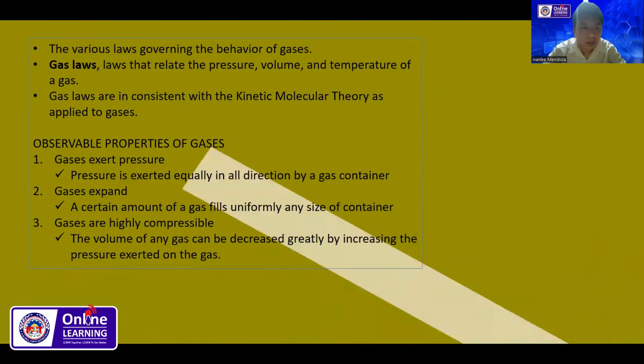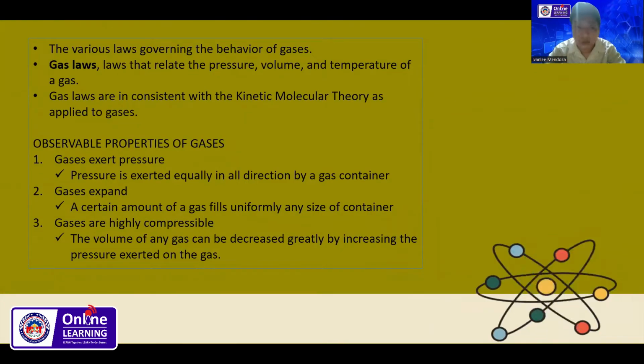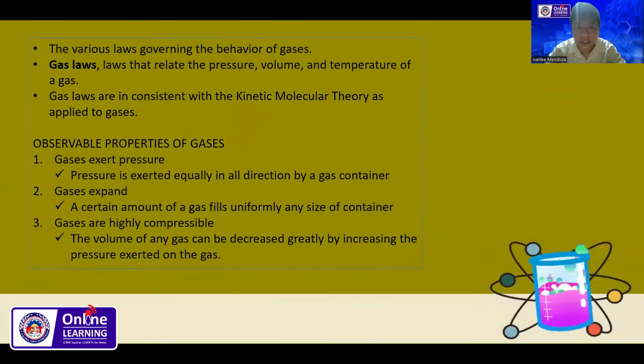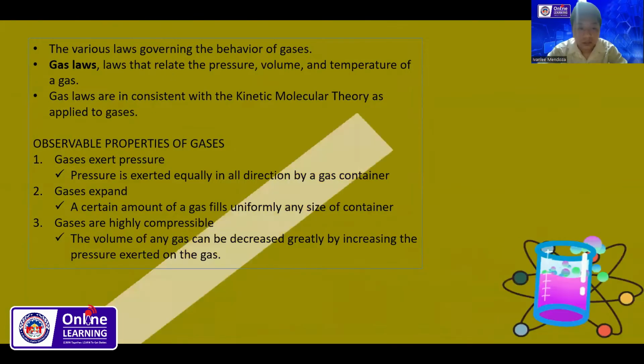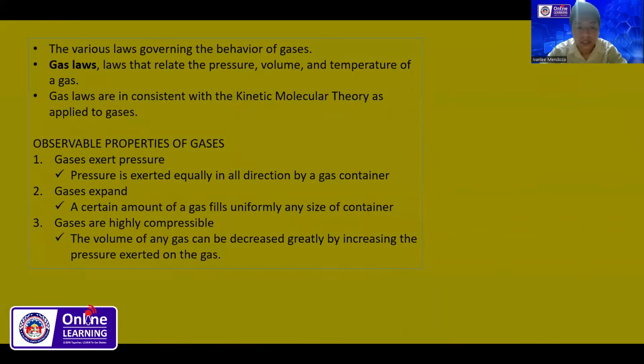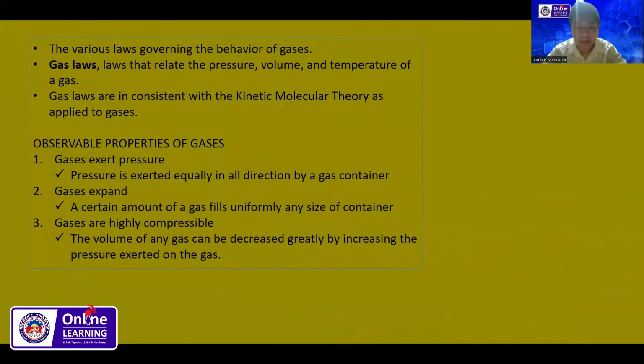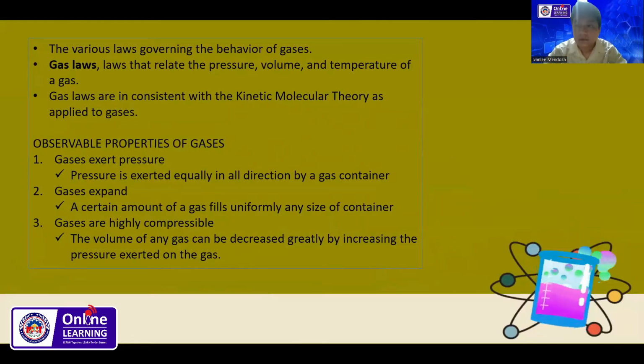Now, we also have some observable properties of gases. Number one, gases exert pressure, wherein pressure is exerted equally in all directions by a gas container. Second, gases expand. A certain amount of gas fills uniformly any size of container. And third, gases are highly compressible, which means the volume of any gas can be decreased greatly by increasing the pressure exerted on the gas. So there is a relationship between the volume and the pressure exerted on the gas.